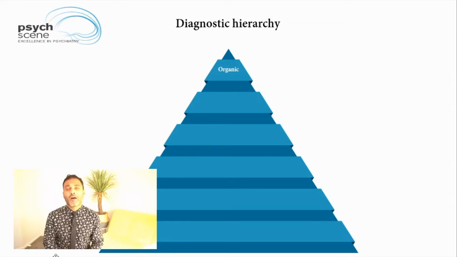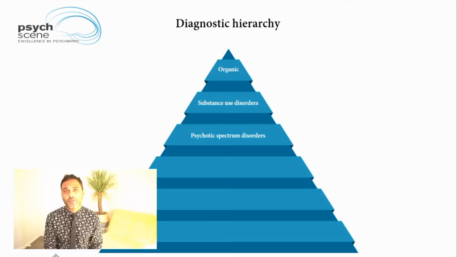One of the really powerful ways is to think about the hierarchy. When a patient presents to us, we start off from organic factors. This is then followed by substance use disorder. Now here we think of not only alcohol or illicit substances, but also medications that might be resulting in psychiatric symptomatology. Medication side effects, for example.